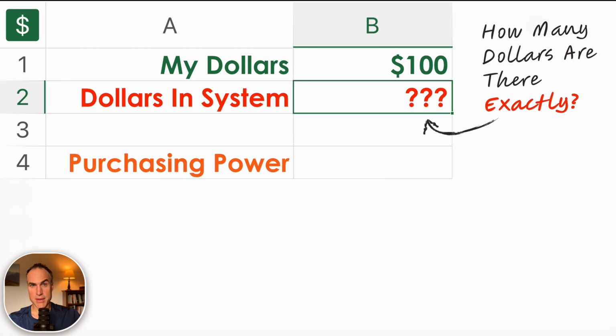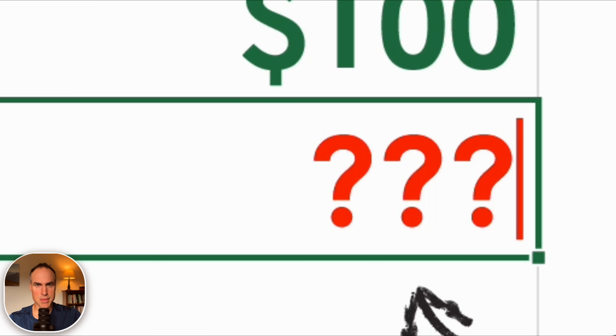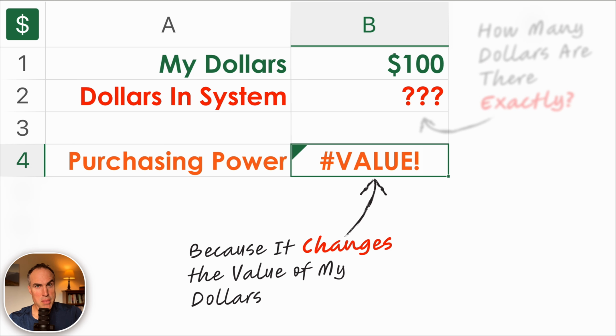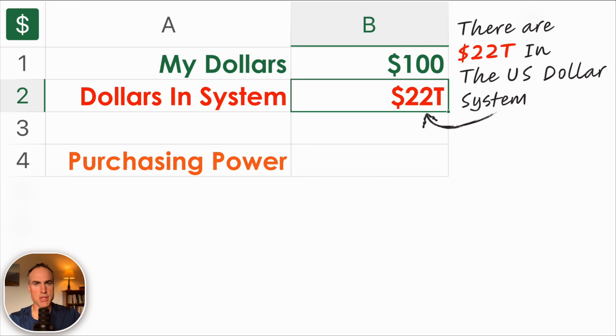You might be wondering right about now, wait a second, how many dollars are there exactly in the US dollar system? Because it changes the value of your money. There's about $22 trillion in the US dollar system.